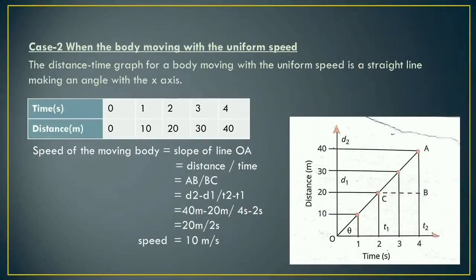So from here, as we know, speed is equal to distance upon time. So distance will be AB. You can take any distance between two points like AB, so it will be D2 minus D1, and BC will be T2 minus T1. In that way we can find the speed of that body when it is moving with uniform speed, and it will be 10 meters per second. So when the body is moving with uniform speed, it will be a straight line making an angle with the x-axis.